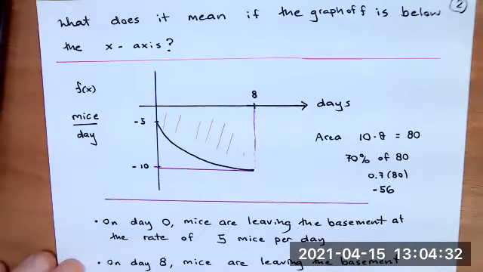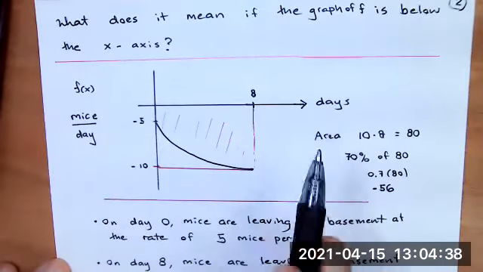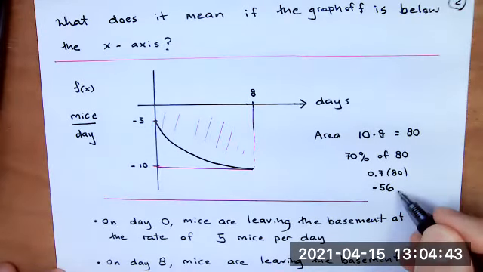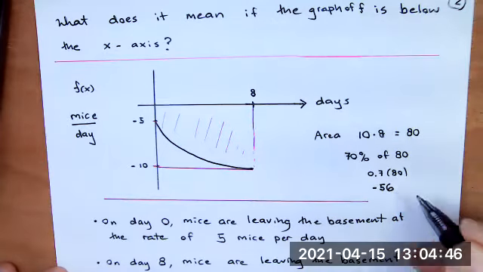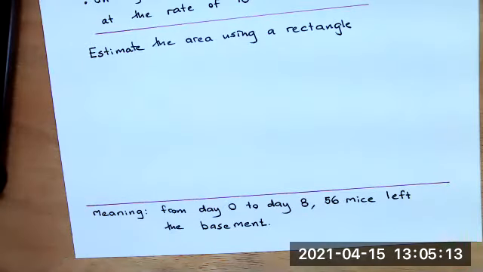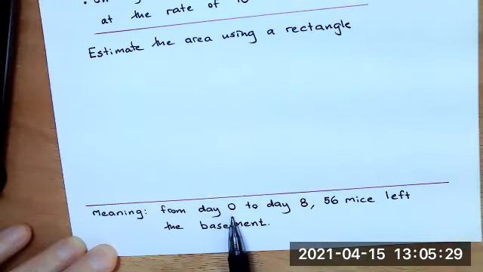Once again, we're multiplying mice per day times the number of days. So this means that 56 mice have left the basement. So from day 0 to day 8, 56 mice left the basement. And again, we don't know how many mice that leaves us with unless we know from another source how many mice we started out with on day 0.